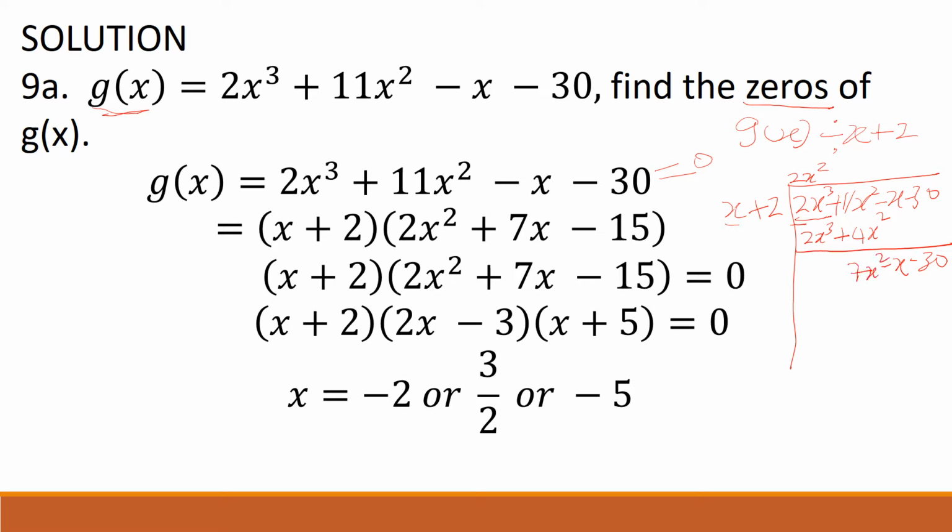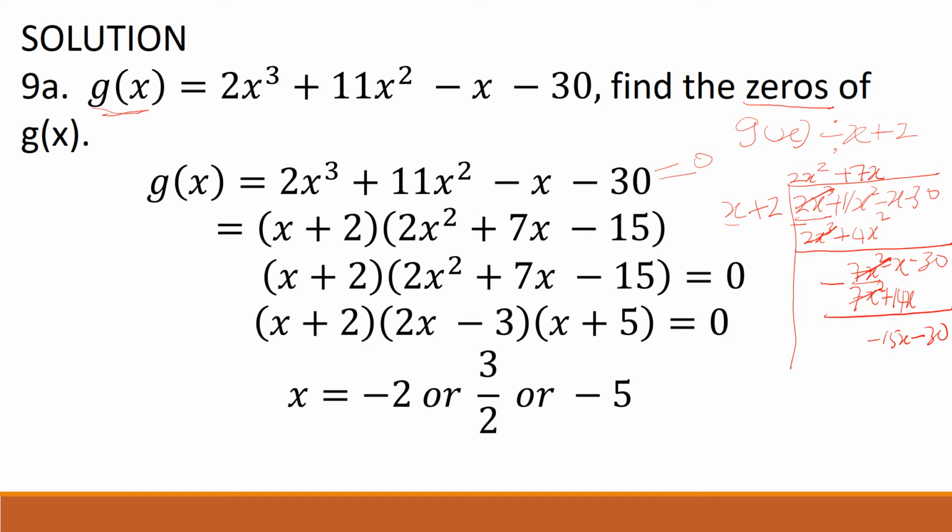2x cubed minus 2x cubed is 0. So we'll come over to this side and divide 7x squared by x, and that will give us plus 7x. So we'll multiply 7x by the factor x plus 2, and we have 7x squared plus 14x. We'll also subtract, and we'll bring down 30. Minus x minus 14x is minus 15x. 7x squared minus 7x squared will give us 0.